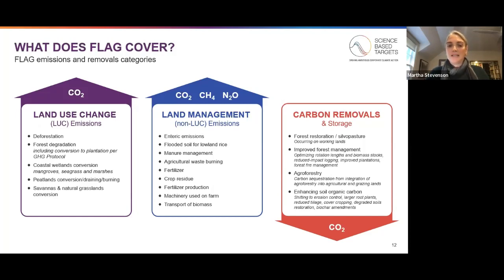So when we combined the emission reductions and the removals opportunities, this sector as a whole has the potential to deliver up to 30% of needed climate mitigation by 2050. So this is a critical sector for getting to net zero. Next slide, please. So how does this work?